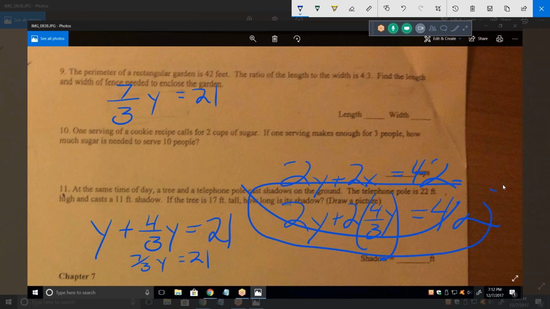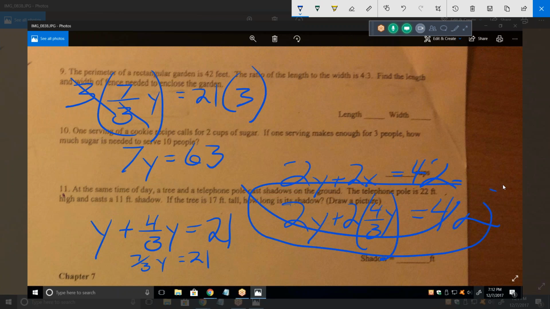How do I get rid of the 3? You always do the opposite of what the number is doing. Right now that 3 is a divisor, right? So how do I get rid of it? Multiply both sides by 3. If I multiply both sides by 3, that gets rid of this 3. Now I got 7y equals 63.